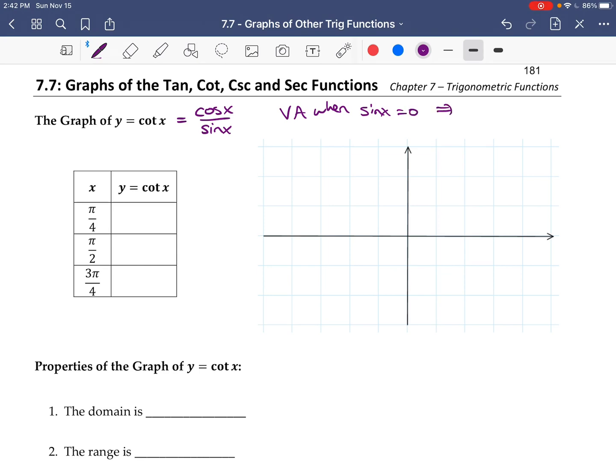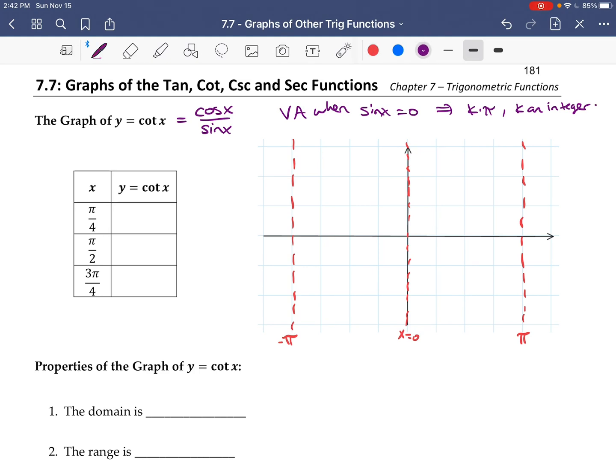Okay, so that's at all multiples of pi, where k is an integer. So we're going to have an asymptote at 0, and then at pi, it would be at 2 pi, but our graph doesn't go any further. Also one at negative pi. Okay, so those are some vertical asymptotes that we're going to have.